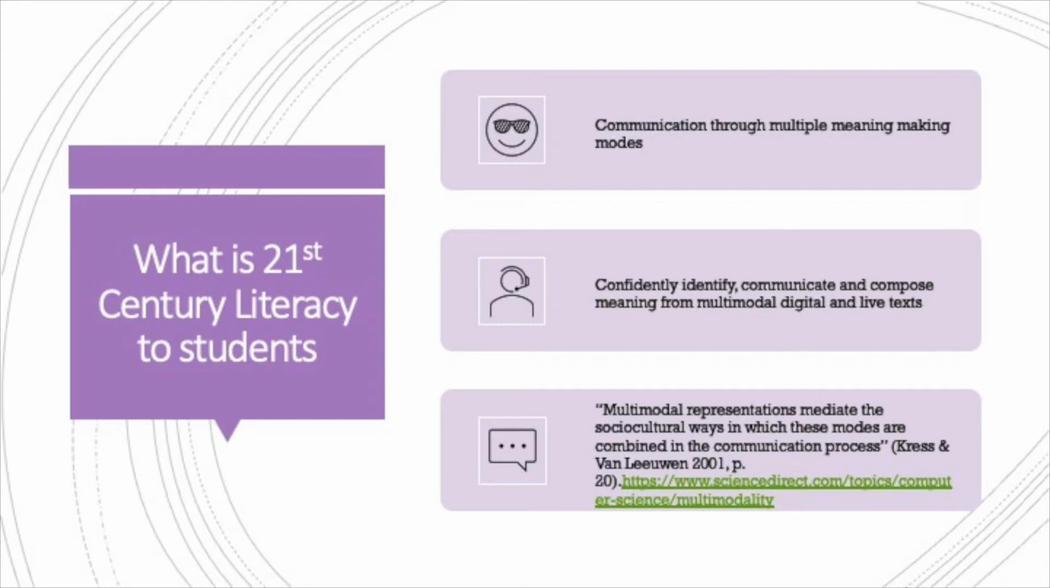It's not just understanding what emoji to replace with grammar and understanding how many exclamation points should go on a message, but it is also the ability to confidently identify, communicate, and compose meaning from multimodal digital and live text. For someone to be literate in the 21st century would require the person to understand that multiple modes combine in order for meaning to be effectively communicated.